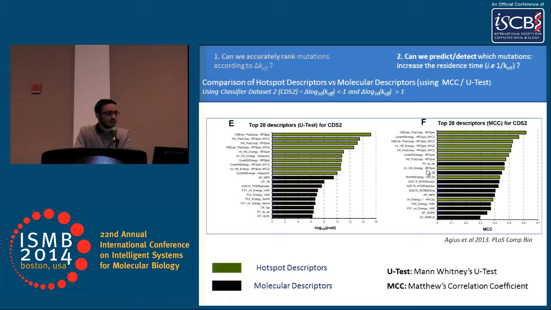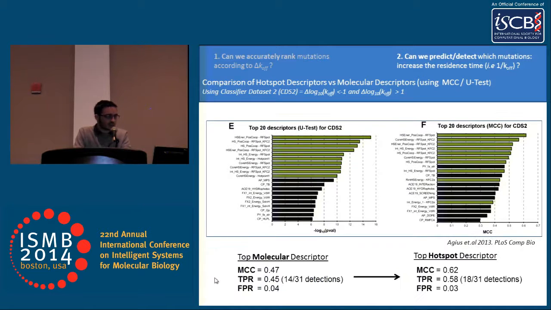So just to give you an idea of what we're looking at in terms of detection rates, the top molecular descriptor here, which is a docking-related potential, has managed to detect 14 of those residence time increasing mutations, whereas the top hotspot descriptor manages to detect 18 of these. Keep in mind that it does this with a lower or similar false positive rate.